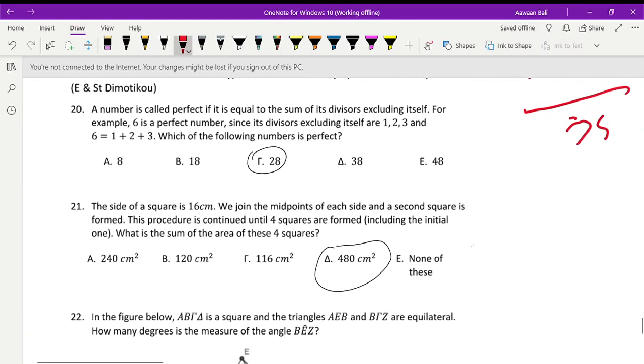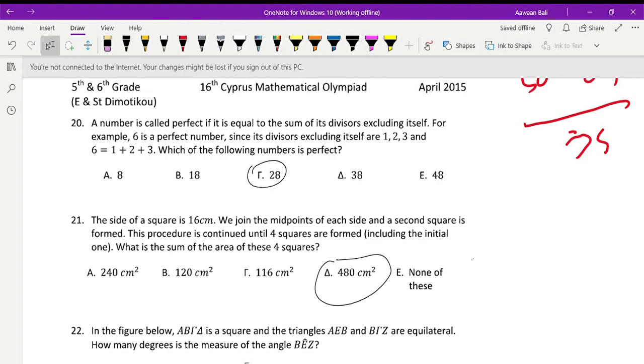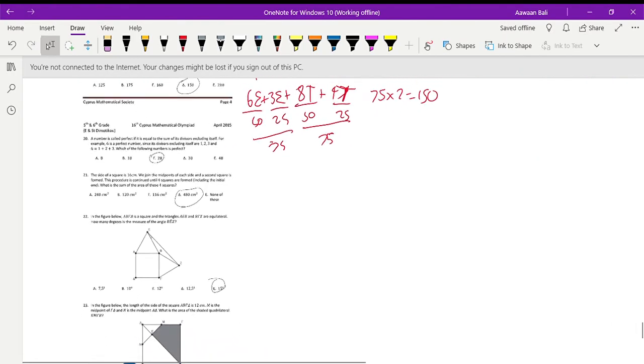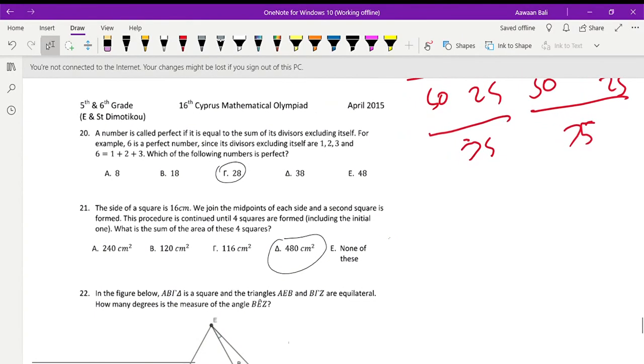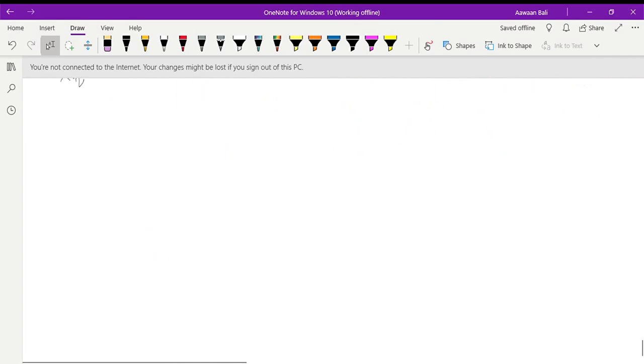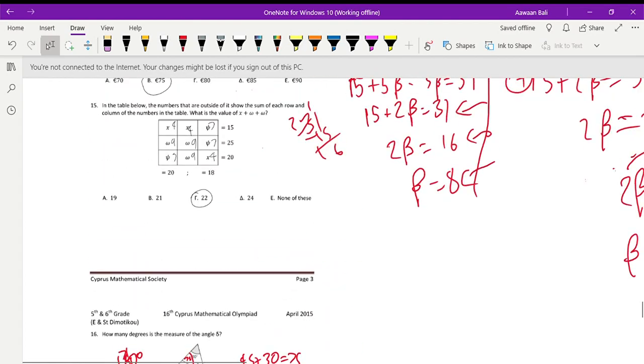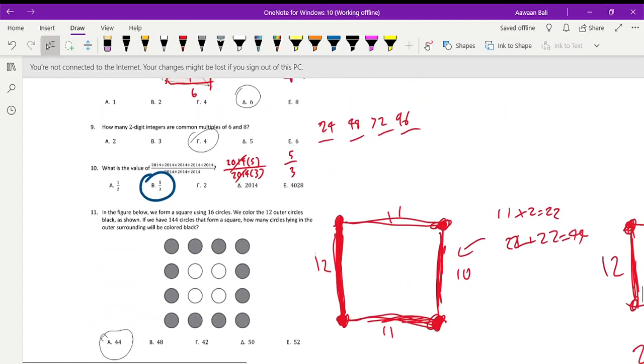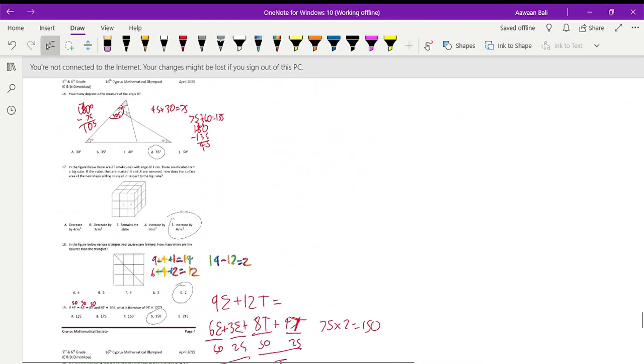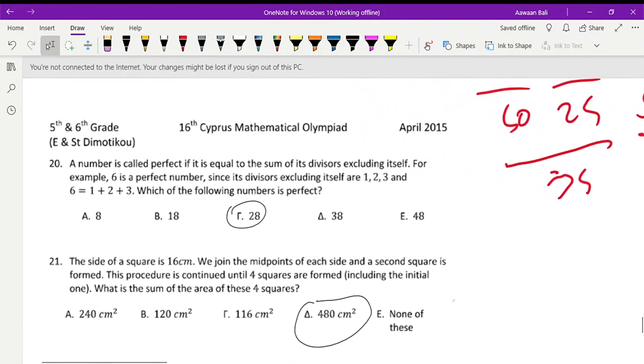Now, question number 20. A number is called perfect if it is equal to the sum of its divisors excluding itself. For example, 6 is a perfect number since it's... I'll just check something. Okay, sorry.